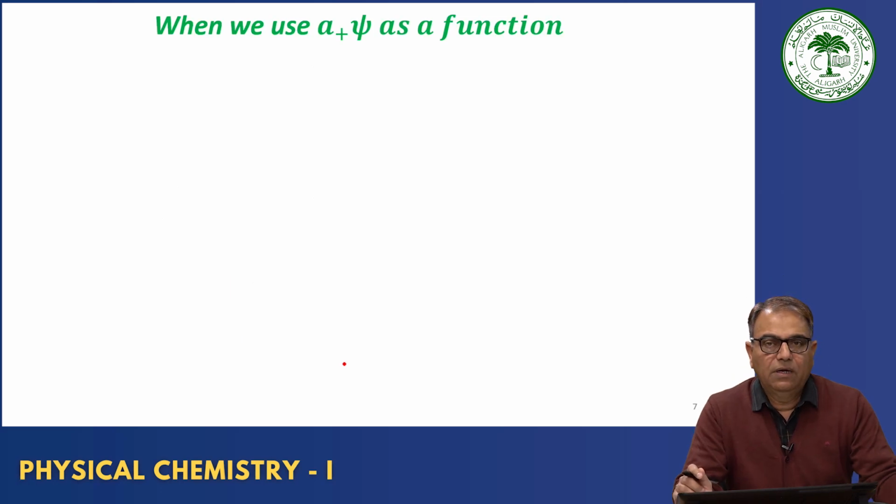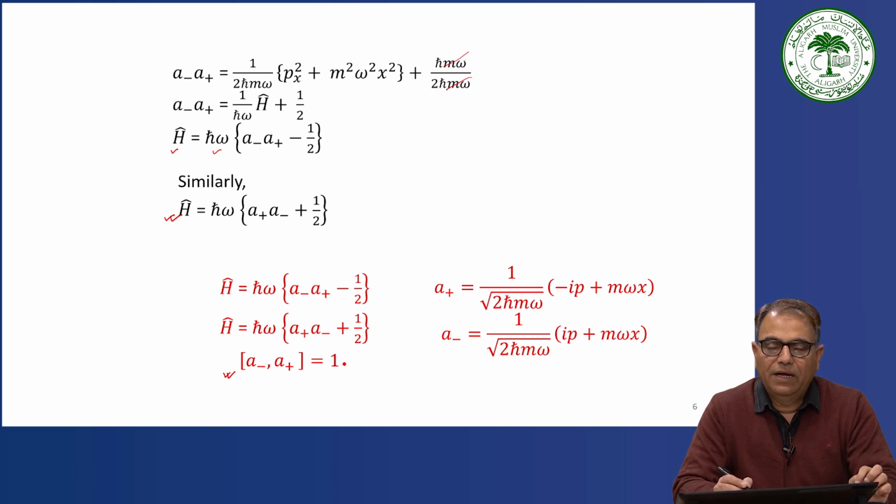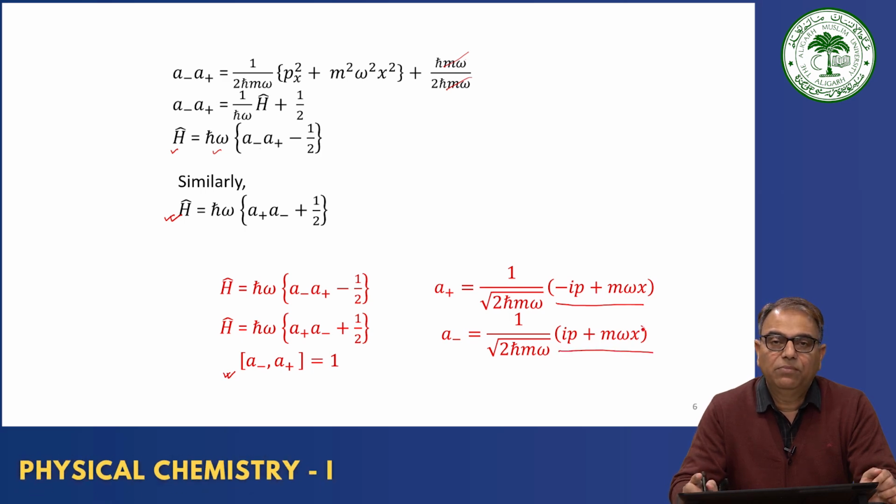In the last module, I talked about this slide. We have converted the Hamiltonian in terms of ladder operators, and these ladder operators A plus and A minus are actually 1 over root 2 h cross m omega times minus iP plus m omega x, and A minus is 1 over root 2 h cross m omega times iP plus m omega x. We got these by factorization of the simple Hamiltonian, which we have already done.